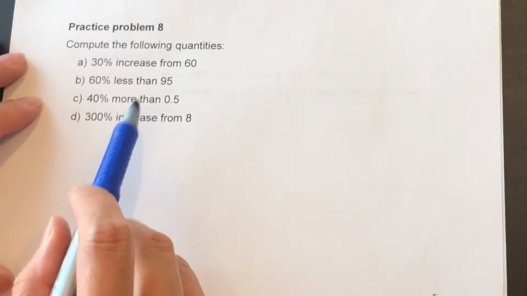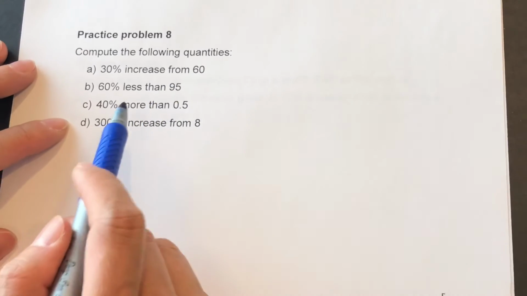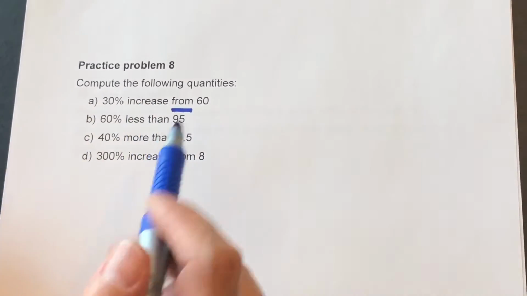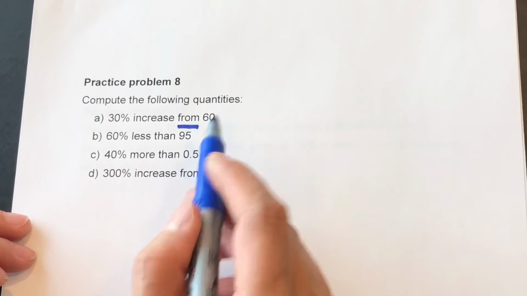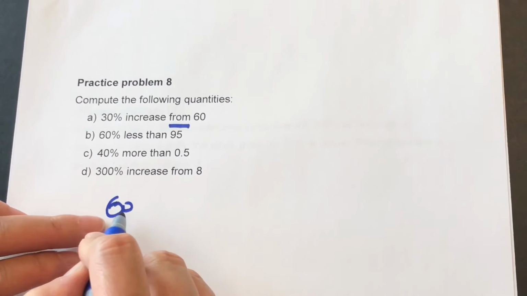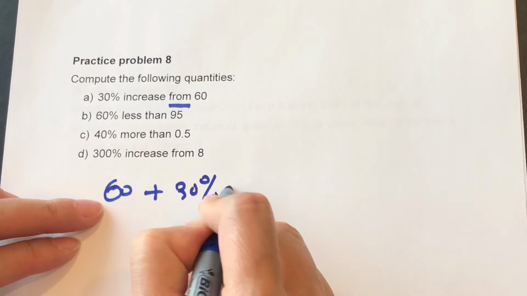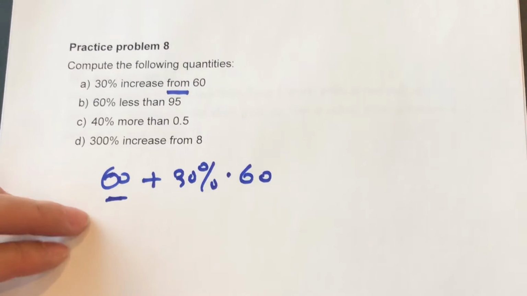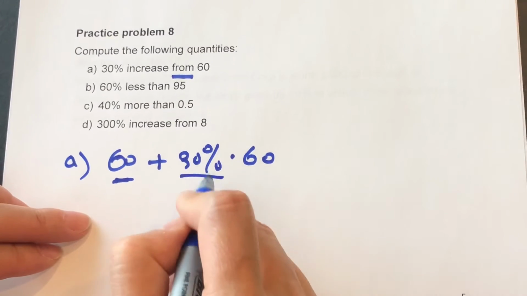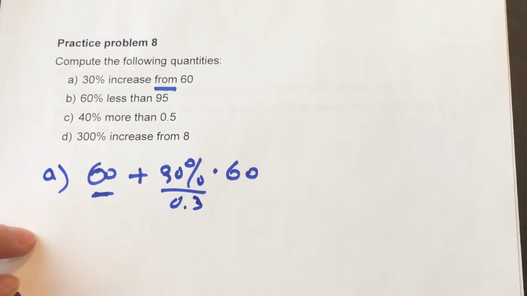Problem 8, compute the following quantities. 30% increase from 60. We have to pay special attention to "from." Increase from this number. Therefore, you should have 60 as a base. Starting from here, you increase by how much? 30% of 60. You have to have this one as the base. This is A, so students can carry this out. 30% is 0.3. 0.3 multiplied by 60, plus 60.